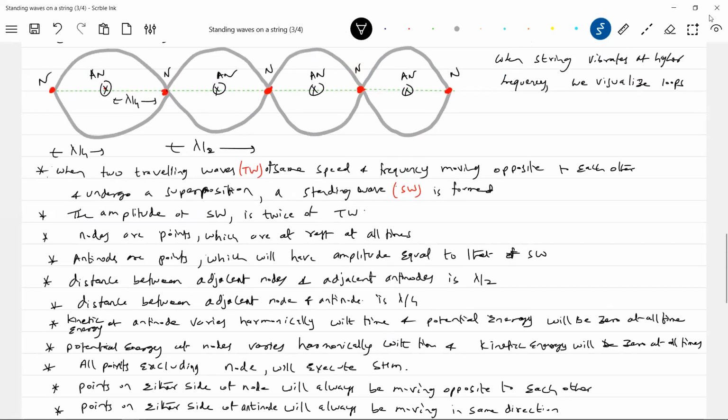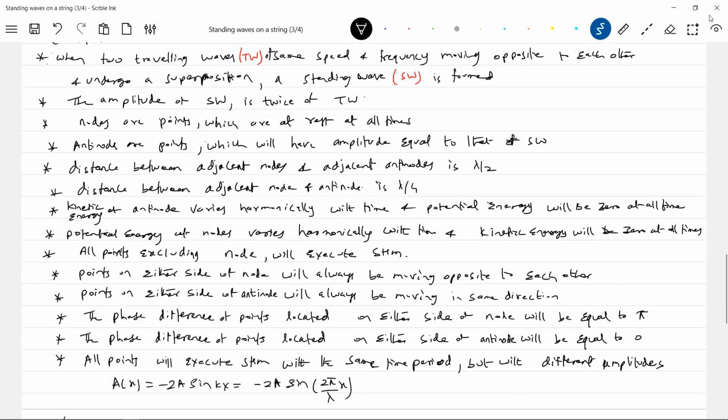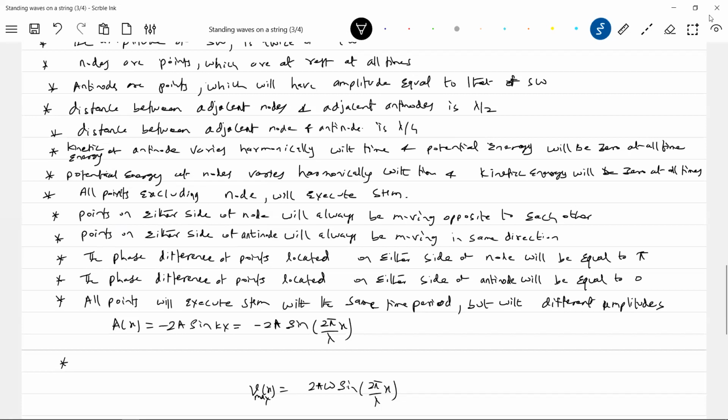Can we accommodate everything? Oh, fully filled up. We'll write it here.